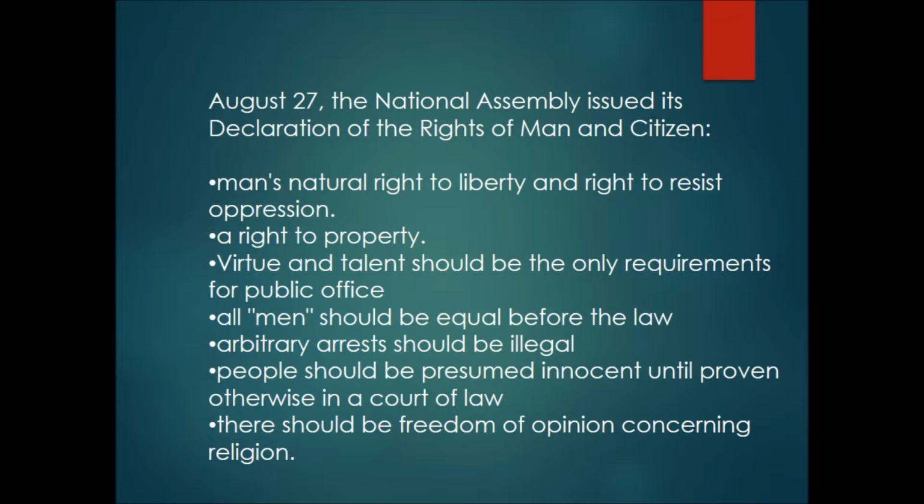Men were equal before the law, and there should be freedom concerning religion. So all of these things put together, again, it's a perfect example of an Enlightenment document. And if you've read our Declaration of Independence, you'll see that there are a lot of similarities. The reason for this is because Thomas Jefferson had a big hand in helping the French write this Declaration of the Rights of Man and Citizen.